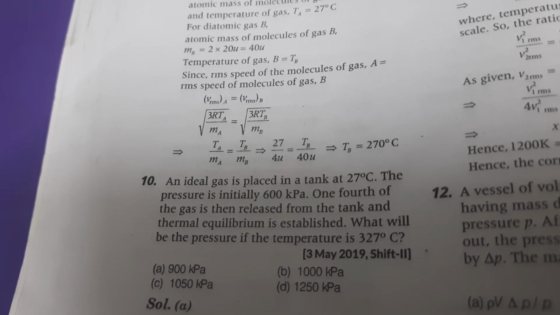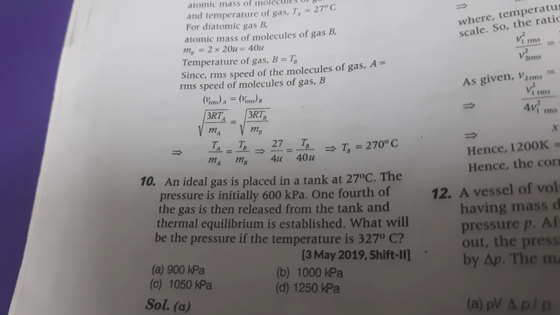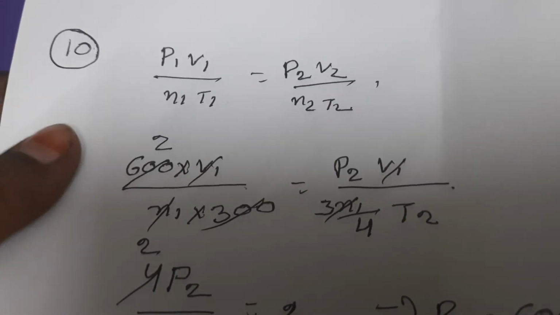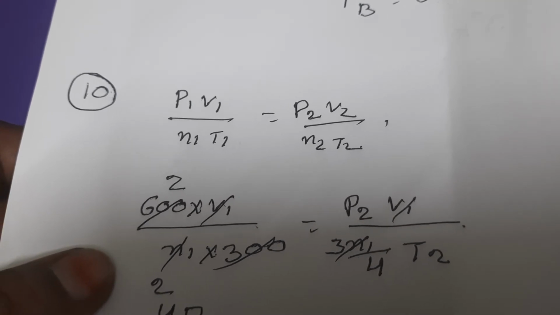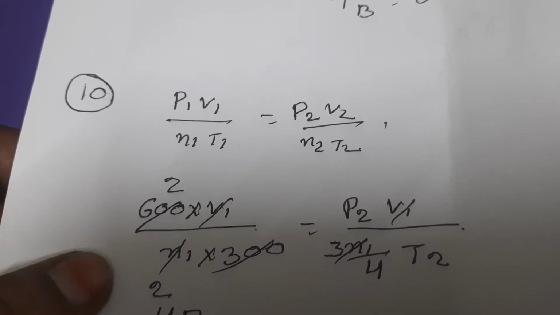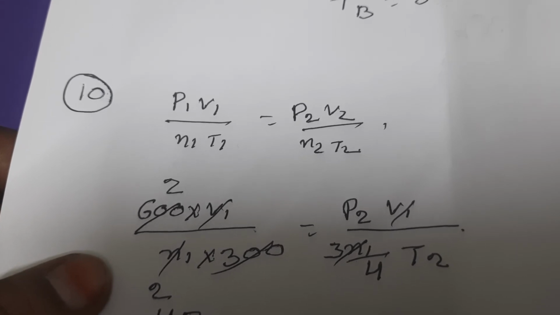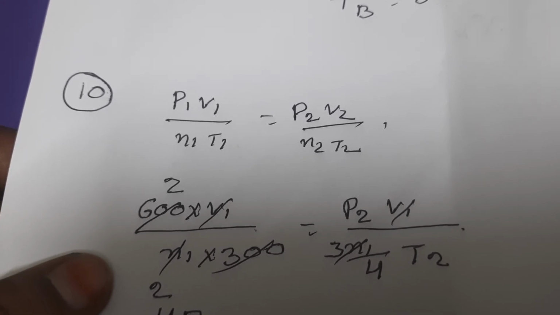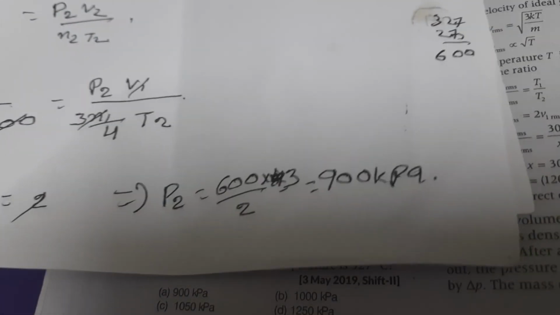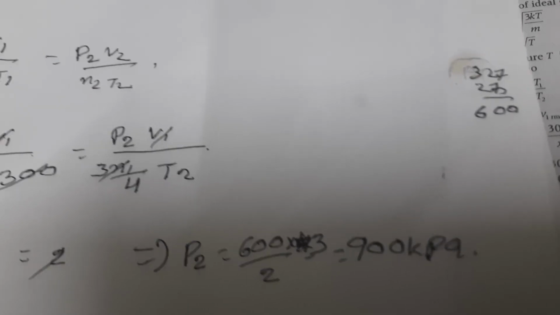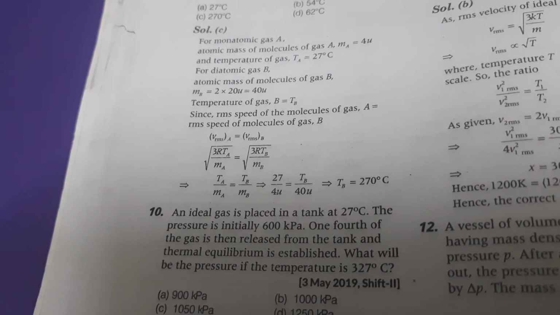is established. Then what happens? What will be the pressure if the temperature is 327 degrees centigrade? Here you can use the ideal gas equation. P1 V1 by N1 T1 equals P2 V2 by N2 T2. P1 they have given as 600 kilopascal into V1 by N1 into 300. This side is P2 V1 by, volume is constant, same tank, but 1/4 is released, meaning remaining is 3/4 of the T2. After simplification, finally you are getting P2 equals 900 kilopascal.